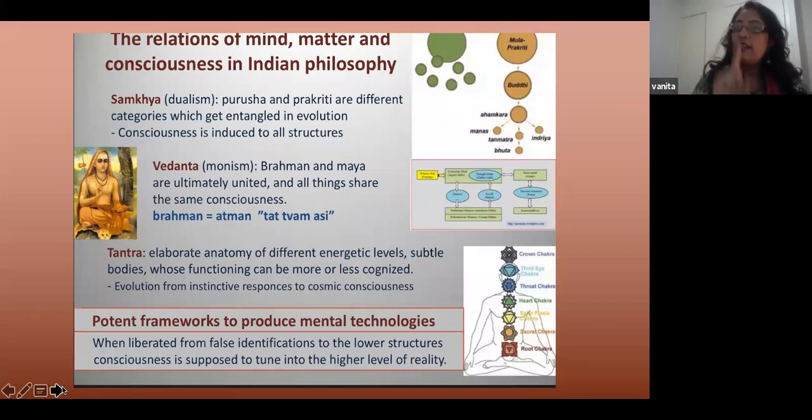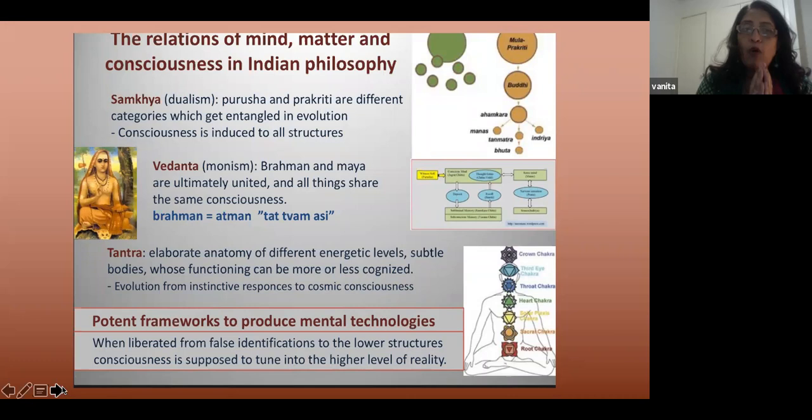That is, it says we are all just conscious beings, and we are united; the Brahm, the soul, is united with the material world. So it's one, tat tvam asi. That's Vedanta. And then there is Tantra. We call it an elaborate anatomy of different energetic levels, subtle bodies, whose functioning can be more or less cognized, evolution from instinctive responses to cosmic consciousness, awareness.